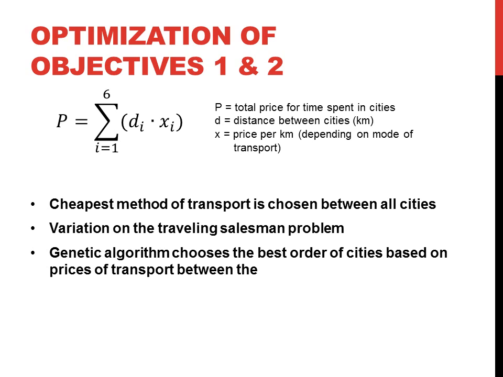My situation is similar, except instead of focusing on the distance between cities, I am looking at the price necessary to travel. I also don't want to return to the original city between legs. Using MATLAB and a genetic algorithm, the cheapest mode of transportation between the cities was chosen, and the best order in which to visit was determined based on the prices of transport.